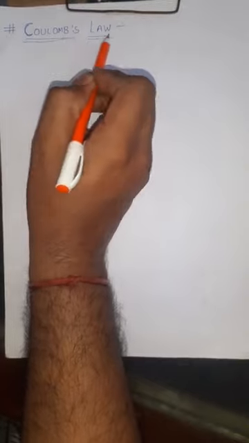Hello everyone. In this class, we will cover the topic Coulomb's law. As we all know, there are two types of charges, positive charge and negative charge. Positive charge is developed when any atom loses its electron, and negative charge is developed on the body where it gains an electron.